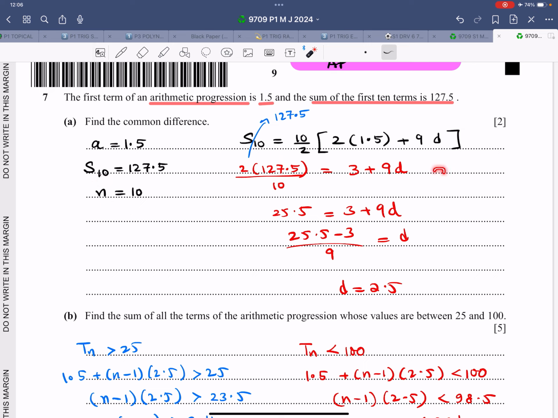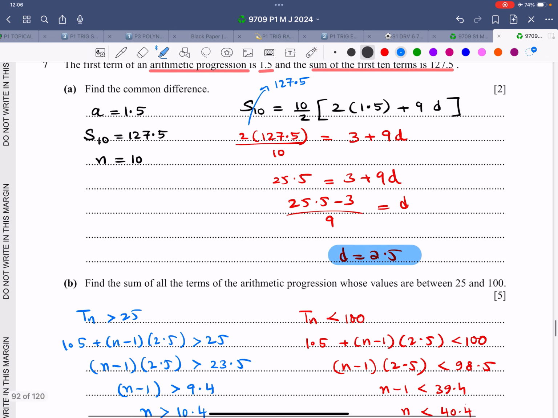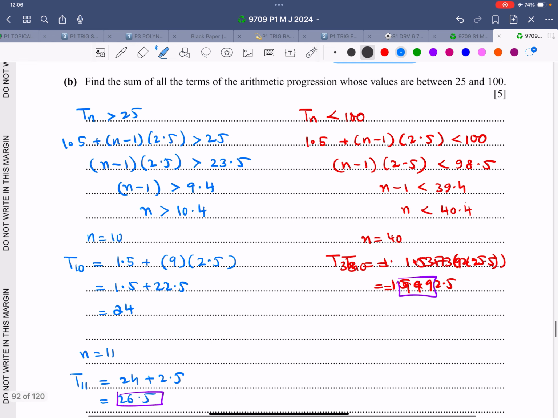Use the formula, that is Sn is n divided by 2, bracket 2a plus n minus 1 bracket multiplying with d. I plugged in the values, I get d as 2.5. So that is what you have got. So now the second part, this one was kind of slightly tricky.